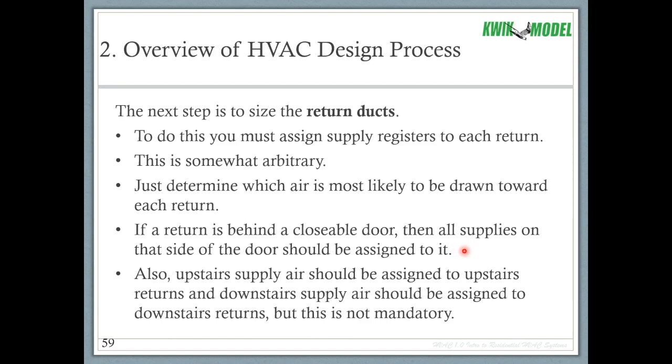Also, upstairs supply air should be assigned to upstairs returns, and downstairs supply air should be assigned to downstairs returns, but this is not mandatory. I've seen people go to too much trouble to try to get a downstairs return in a 2-story house. We don't have a whole lot of time to cover this, but let's just suffice it to say that it's better to have sufficient return upstairs than to worry about getting a return downstairs. That air will make its way upstairs to the upstairs return, and if you have good airflow and good mixing, it won't matter that you don't have a downstairs return.